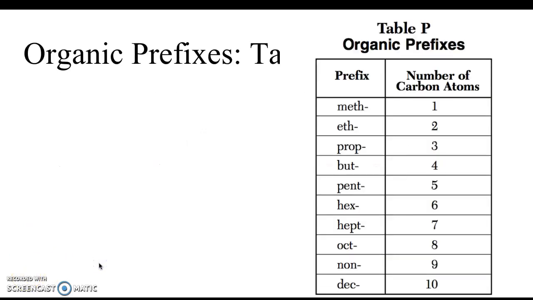To help you out, there is a table, table P in your reference table, that gives you the prefix that we're going to use. It depends on the number of carbons, so you are going to need your reference table so that you can reference this. You're also going to see that you're already familiar with some of these prefixes. For example, propane, that's the gas that we use in grills. Butane, that's the gas found in lighters. Octane, you might see that word on a gas pump for your car.